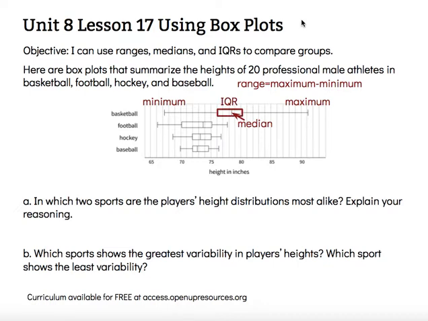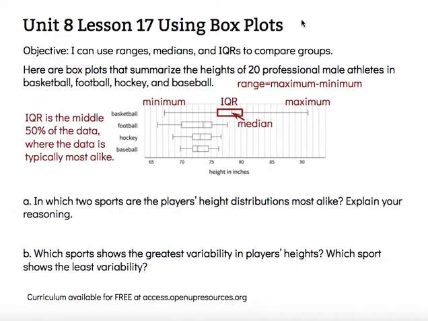We also have our interquartile range, and the interquartile range is the middle 50% of the data. This is where the data is typically most alike. And you'll notice each of those sectors, the far left, the two in the middle, and the far right, represent 25% of the data. And you'll notice that with each of these plots, that middle 50% of the data is much closer together than the little whiskers, is what they're called sometimes, to the left and to the right of that rectangle in the middle.